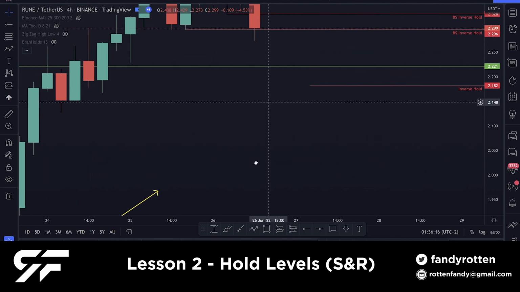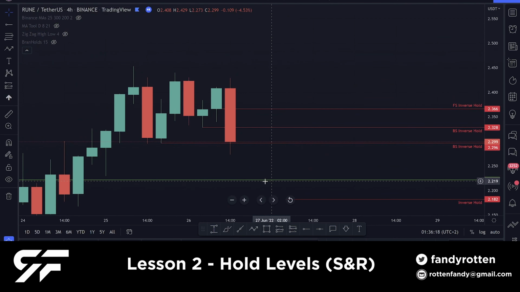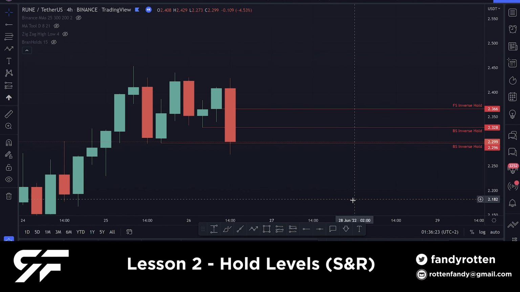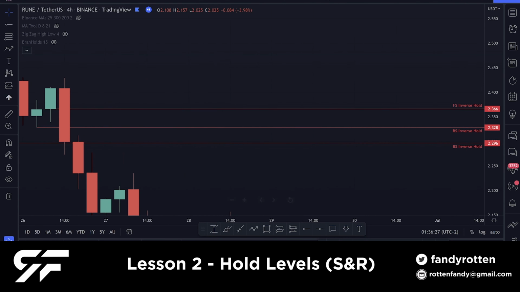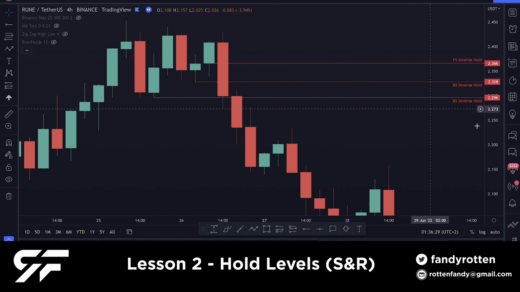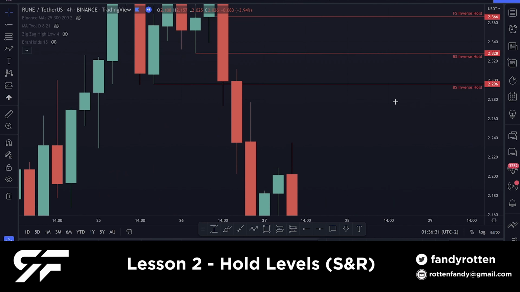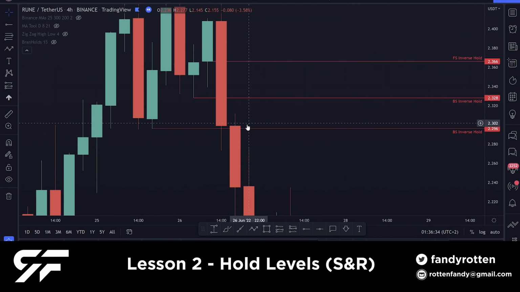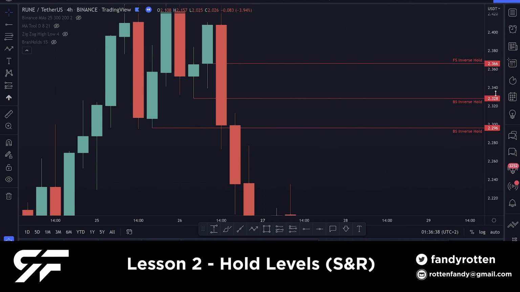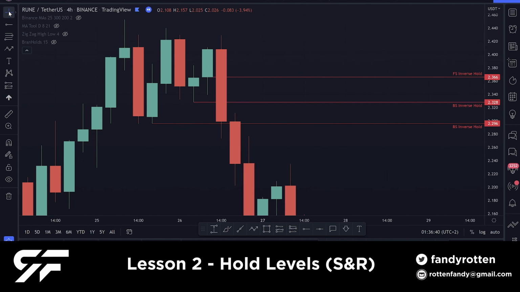Let's quickly take a look at the inverse holds over here, right? So in this example, we have, let's go a little bit forward. Yeah, there you go. Right there. So in this example, we have several hold levels. We have two back sides and one front side. Here I have it marked on the body, but you could just mark it on the wick, since I mentioned we will mark it on the wick to keep things simpler.